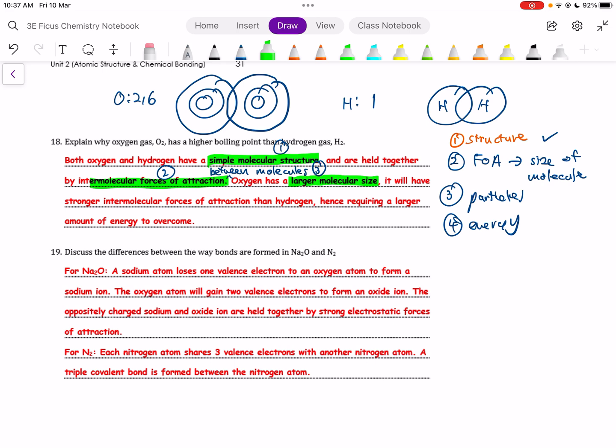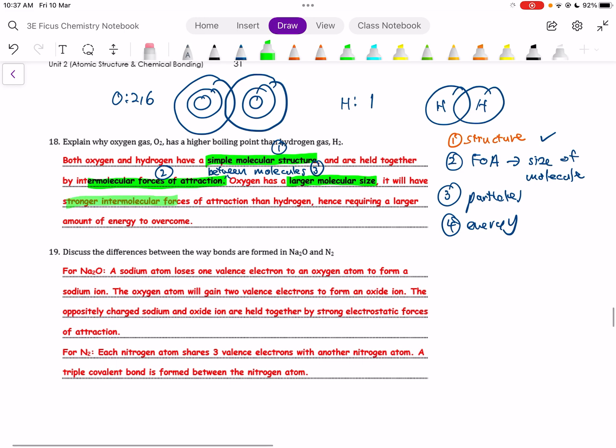Then after that I will say oxygen has a larger molecular size, so link to point number 2. Then it will have stronger intermolecular forces of attraction, so I do a comparison. Then lastly the energy: a larger amount of energy to overcome.